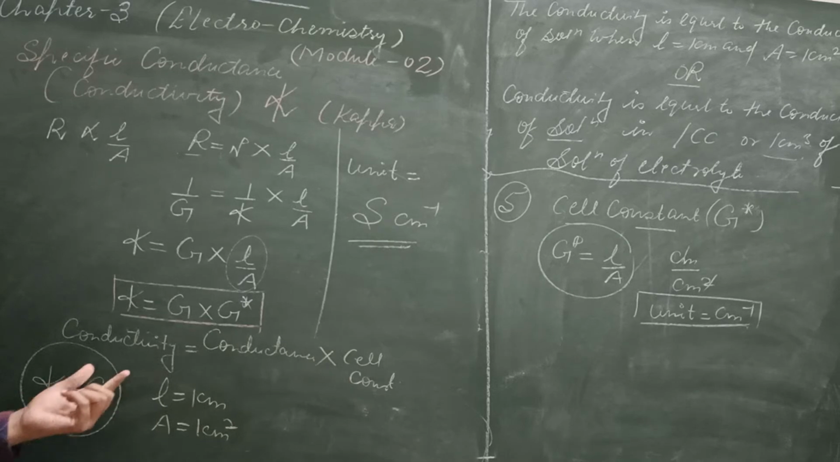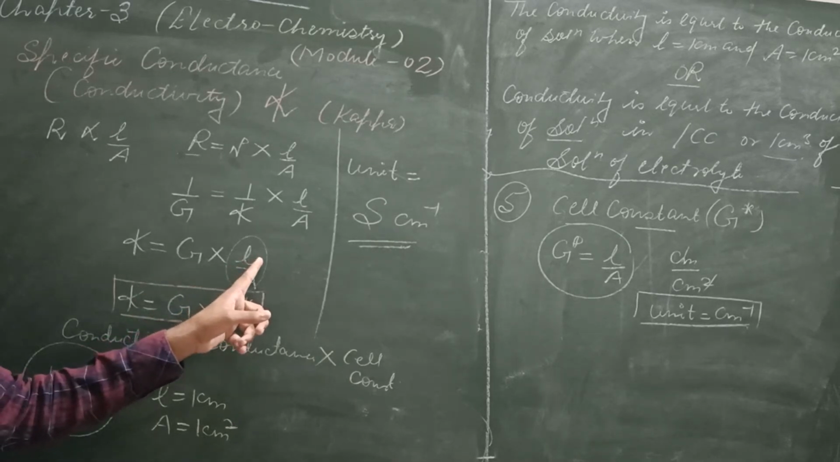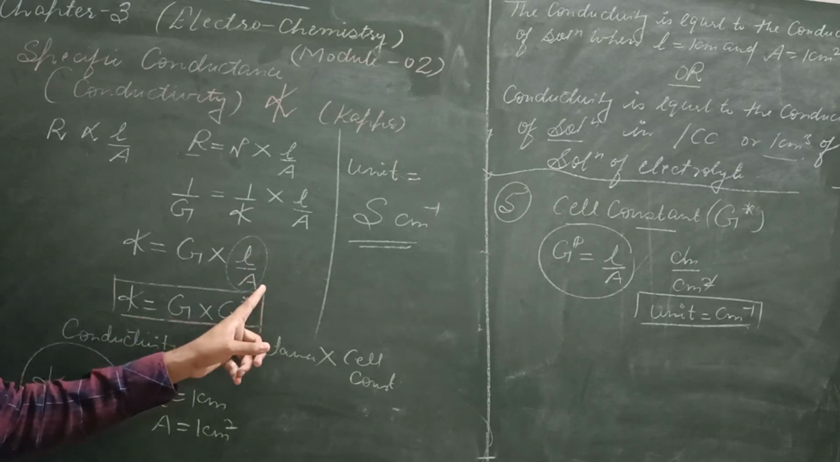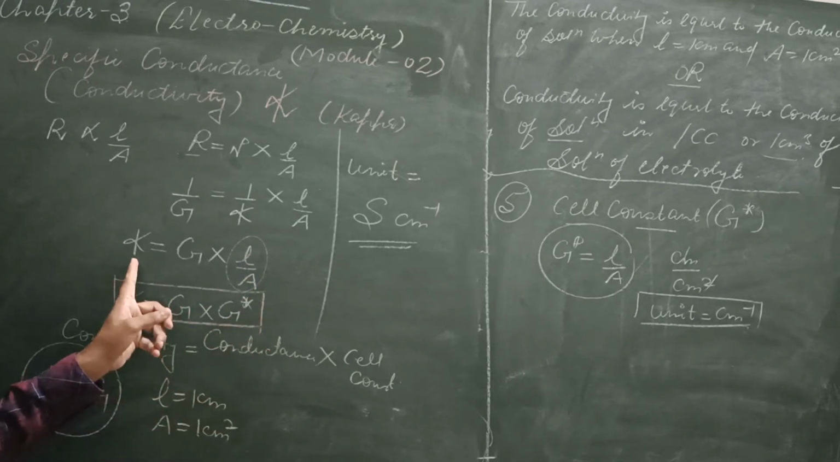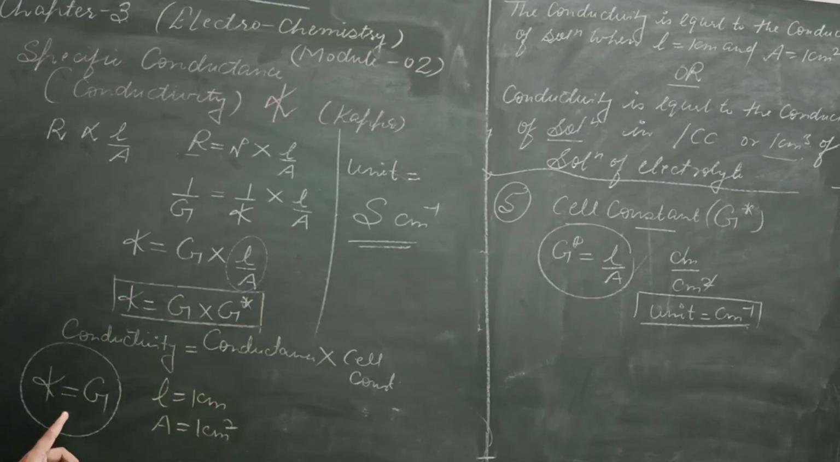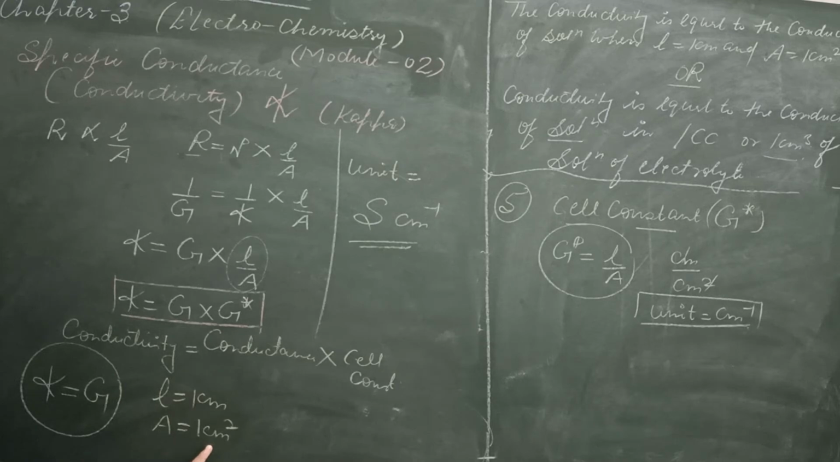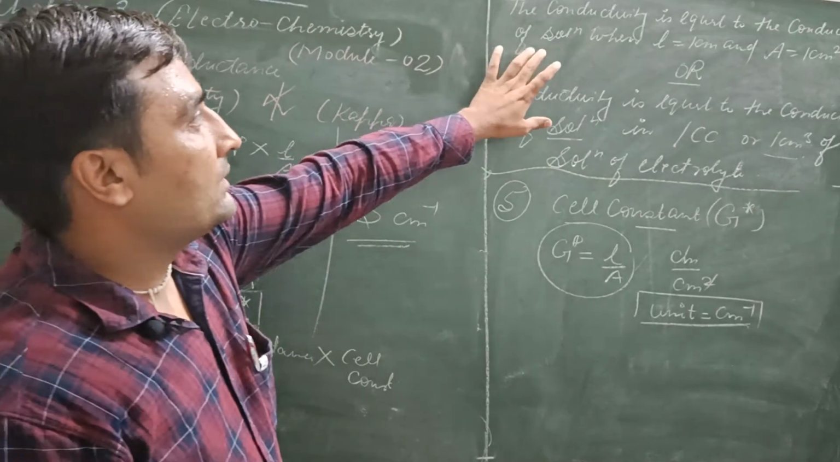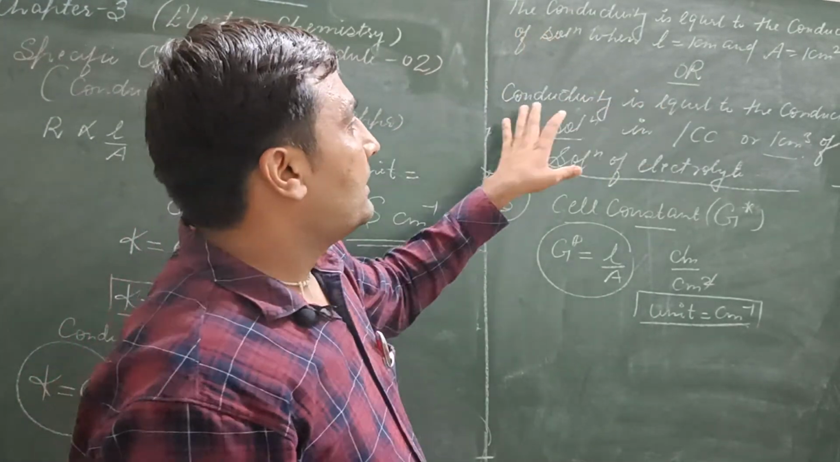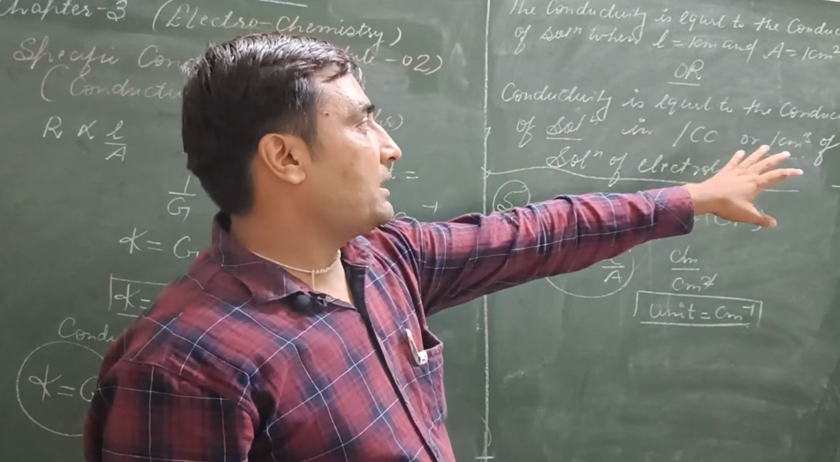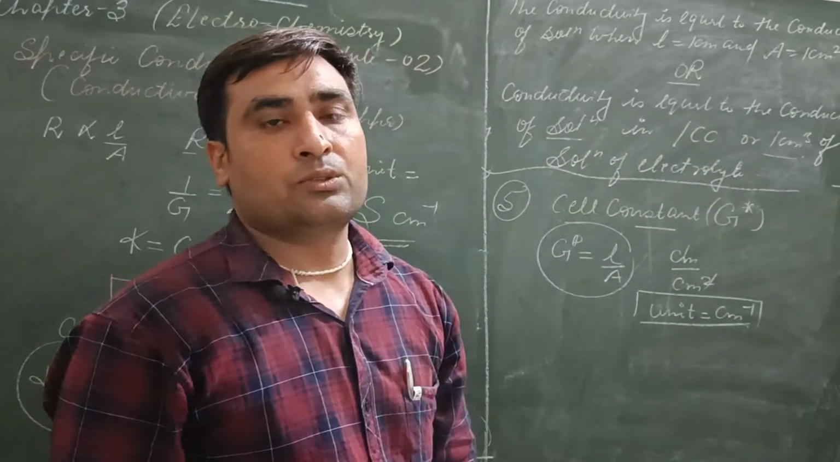So for definition, when length equals 1 centimeter and area of cross section equals 1 centimeter square, when we apply this term, then we find kappa equals G. It means conductivity equals conductance when length of the cell equals 1 centimeter and area of cross section equals 1 centimeter square. It has been defined here. Or the conductivity is equal to conductance of solution in 1 centimeter cube of the solution of the electrolyte.